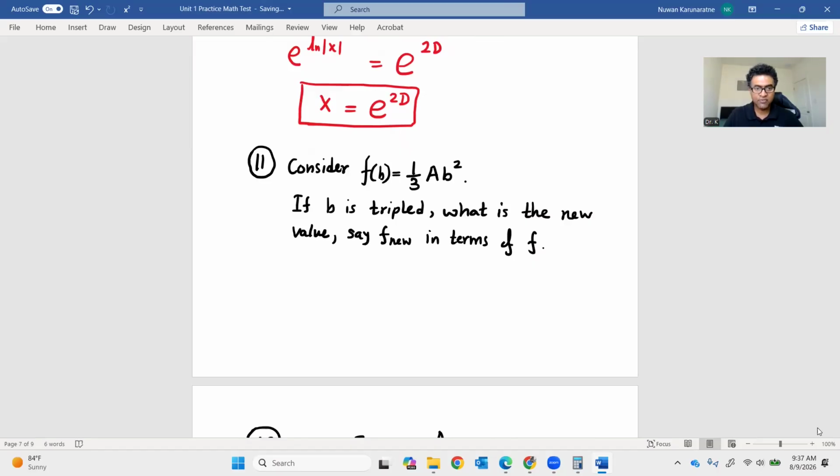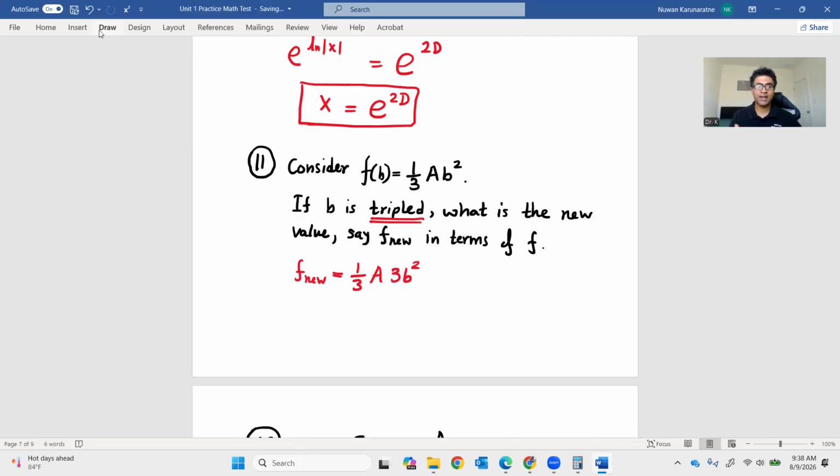Okay, so let's say that f new is 1/3 times a, and then look, the b value is tripled, so 3b. And this is where students make the mistake. They need to take the exponent of the entire thing, 3b, not just b squared. Sometimes I have seen students doing this. That's wrong. Don't do it, okay?